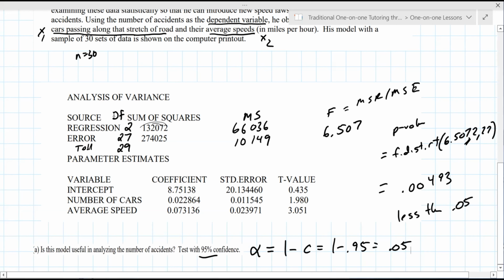So it does look like you're going to have to be able to fill in this ANOVA table with your degrees of freedom, calculate your M square by dividing, calculate your F by dividing as well.